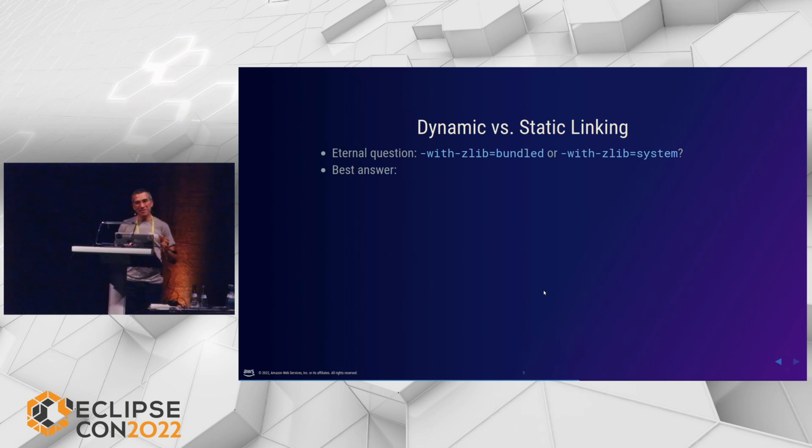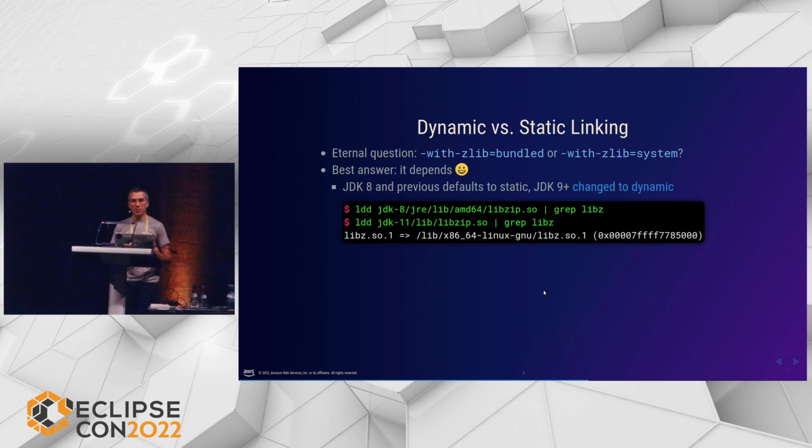Yeah. So I mean, there is a continuous war going on. What's better, dynamic or static linking? But there is actually no good answer for that, and it really depends on the use case. So up to JDK 8, the default for Java was static linking, and libzip is the library which implements the JNI wrapper in the JDK. So if you do an ldd on libzip and grep for libz, you will see that you don't find it in JDK 8 because it just statically links in the zlib library. Actually, the zlib source code is part of the OpenJDK source tree.